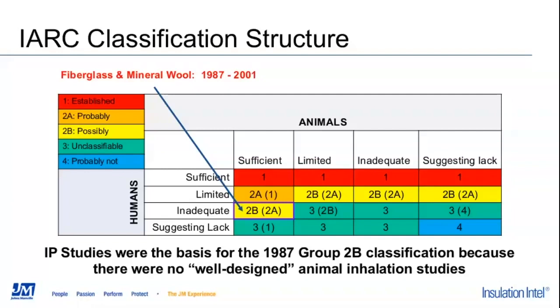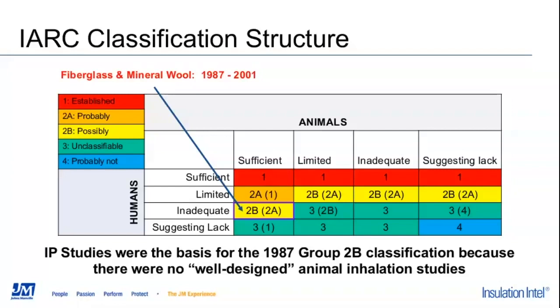Because those were really the only ones around for glass fiber, they judged at the time that those studies were sufficient. And you can see there, by having inadequate human data and sufficient animal data, that puts you in a group 2B, which is a possible carcinogen.